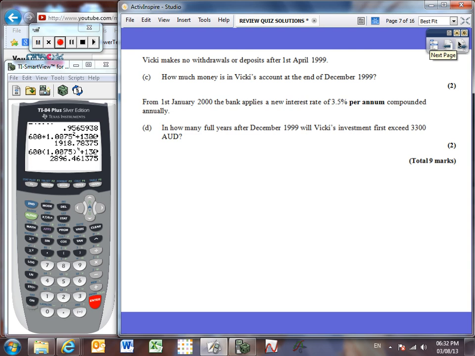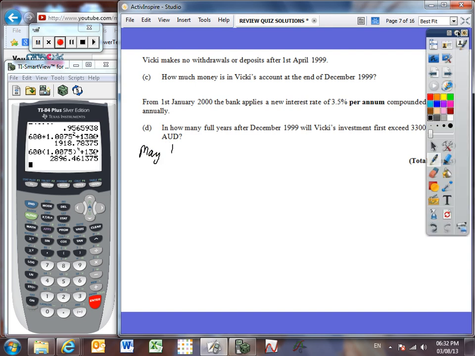Now the question continues. Let's suppose that she makes no withdrawals or deposits after the 1st of April. So that means that her last deposit was that $710 deposit. Maybe I should just write it out as the end of April. That's going to be a little clearer, I suppose. So the end of April, we just worked out that she's got 2,896.46. We want to find out what's happening until we get to the end of December.